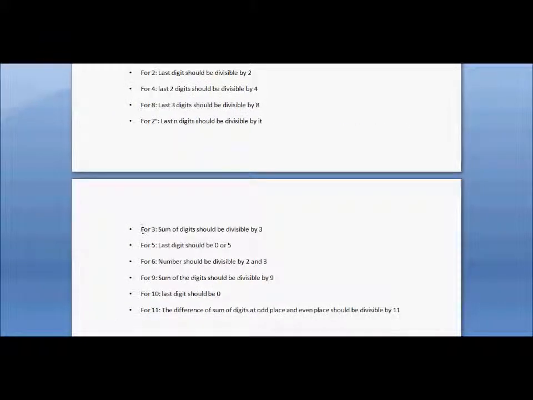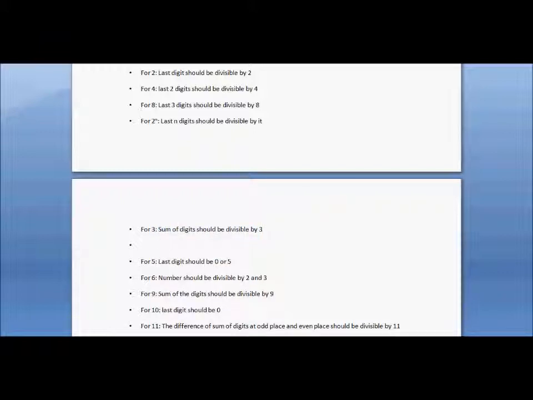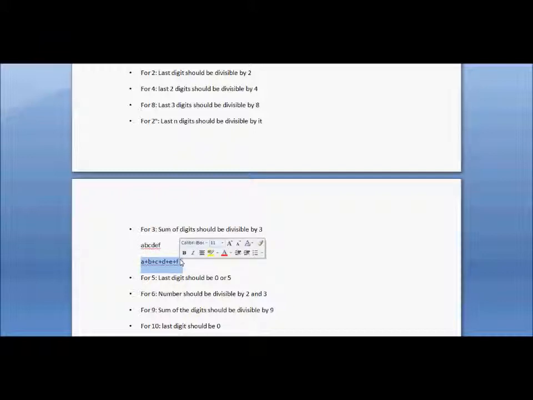Now let's come to the divisibility rule for 3. It says the sum of the digits should be divisible by 3. So let's take a number. Let's say a, b, c, d, e, f is a number. To find whether this is divisible by 3 or not, what do we do? We would find the sum of digits, which is a plus b plus c plus d plus e plus f. If this number which we get after adding all the digits is divisible by 3, we would say the number is divisible by 3. For example, let's take a number 1, 2, 3, 4, 5, right?